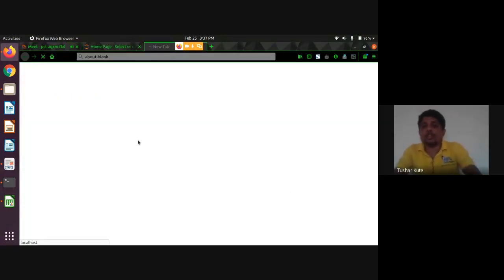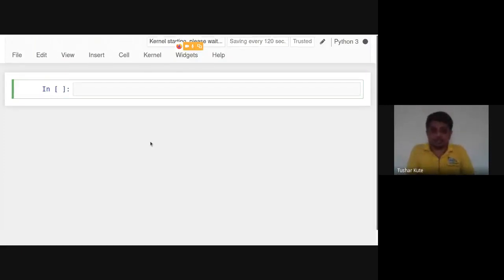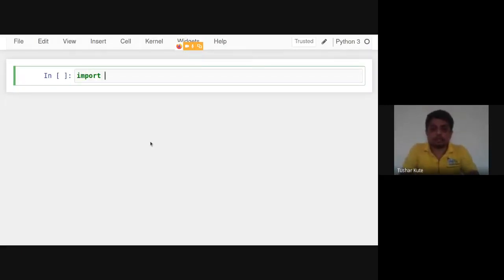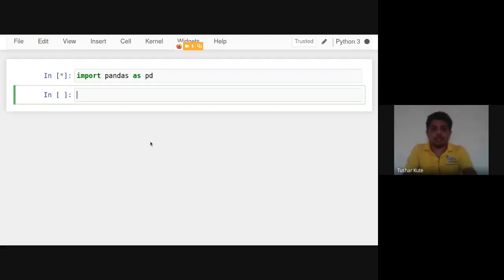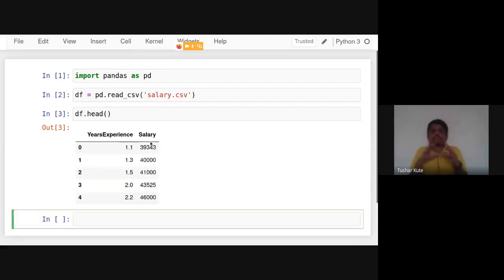I'm creating a new Python file here. We'll read it and then we'll build the linear regression model by using the already defined libraries here. For example, first of all, I need to import it. So let's import the CSV file, salary.csv. This is your CSV file, and if you check this file, see this. First 5 entries I just showed here: salary and experience.